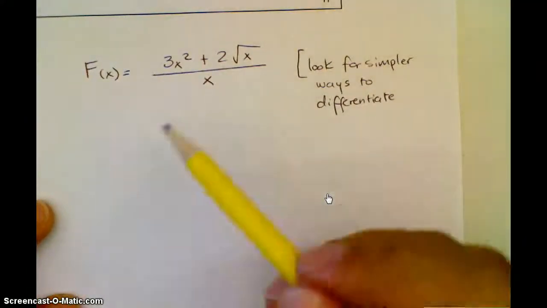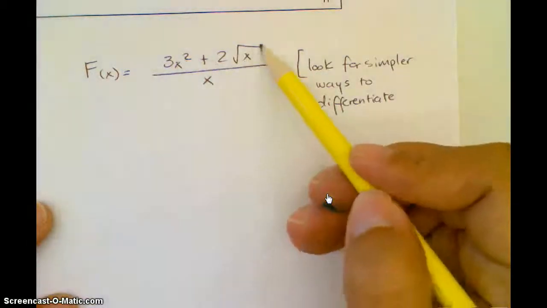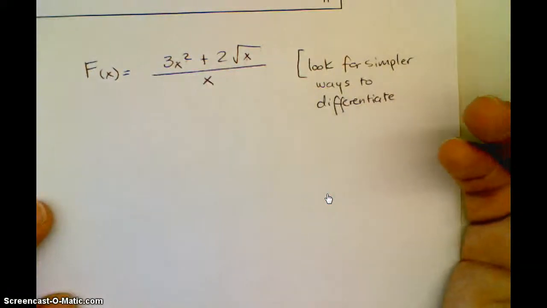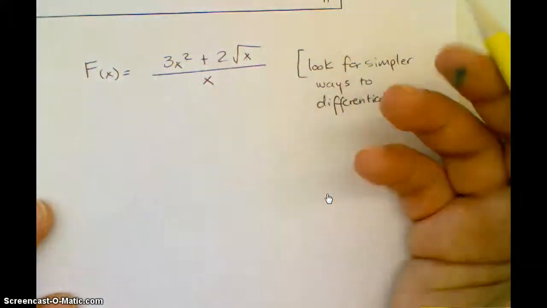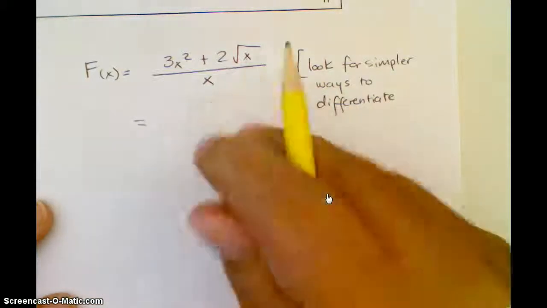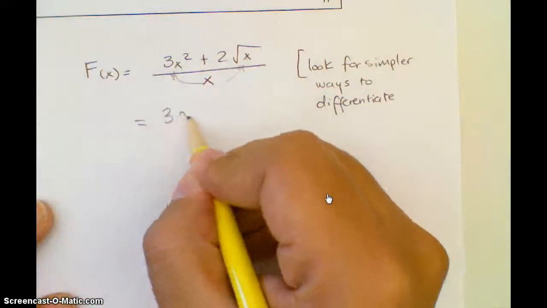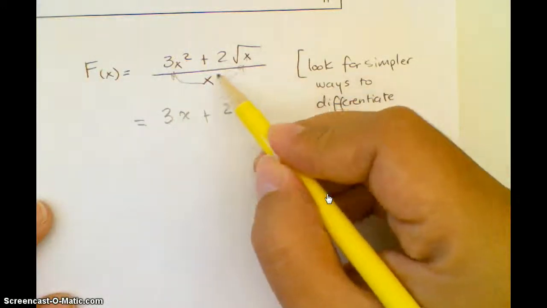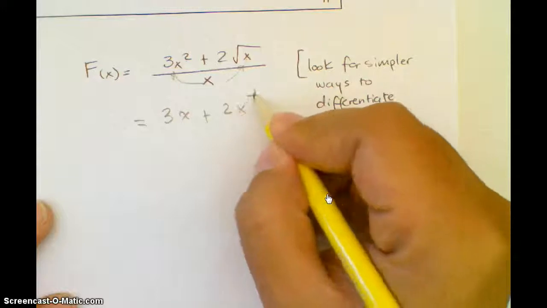So I notice in here that although it says a quotient, this is a power of x, this is another power of x, divided by a power of x. So definitely the way to go will be using the power rule. So let me just set it up for that. I have to distribute the x. So I have 3x plus 2, this is x to the 1/2, minus 1. That will be x to the negative 1/2.